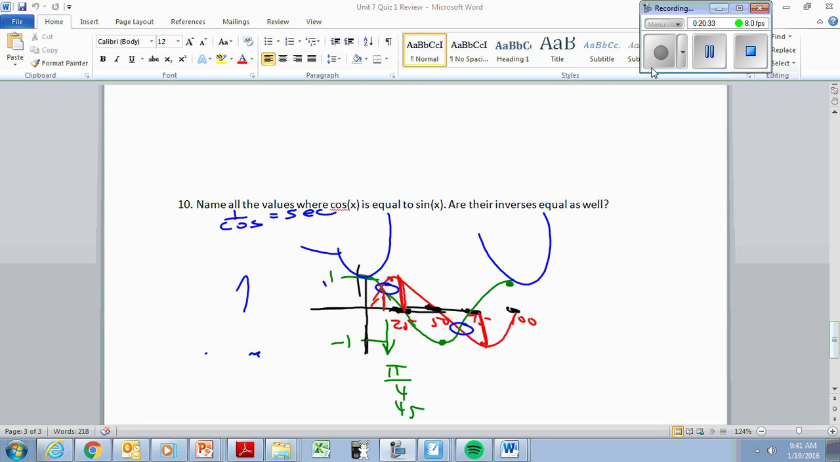And then in your calculator, you would need to do this, comparing these two guys. Are their inverses equal as well? Is asking you to do the following. Now this is definitely a calculator, you can sketch it. I need to do 1 over cosine and do 1 over sine. Oh shoot, those are their reciprocals.